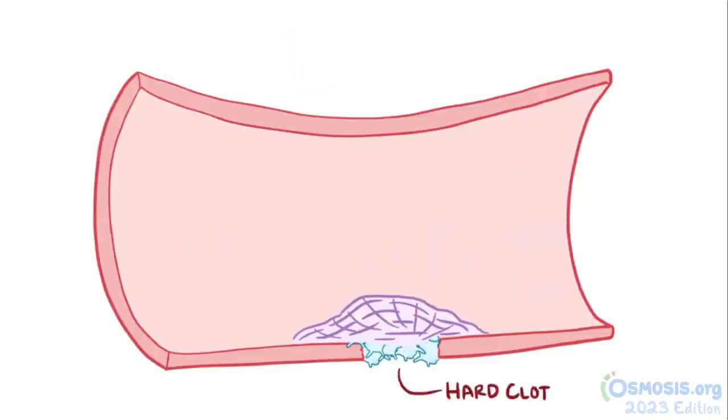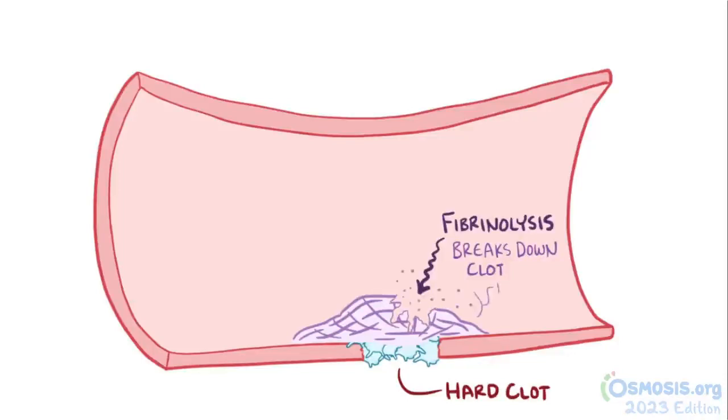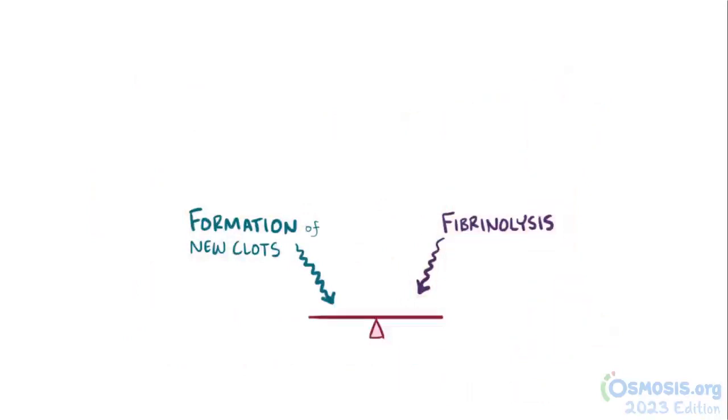Now, as soon as that clot's formed, the body's also initiating pathways to break down the clot, so that it doesn't get bigger than it needs to be, and dissolves when it's not needed anymore, a process called fibrinolysis. And this process produces fibrin degradation products. Normally, the formation of new clots and the process of fibrinolysis are in a steady balance.